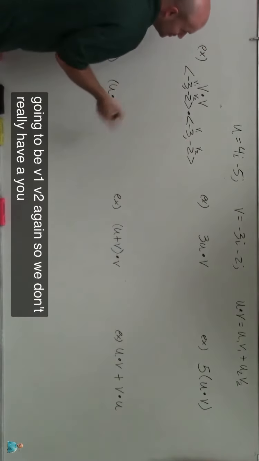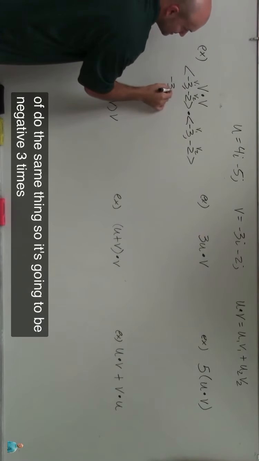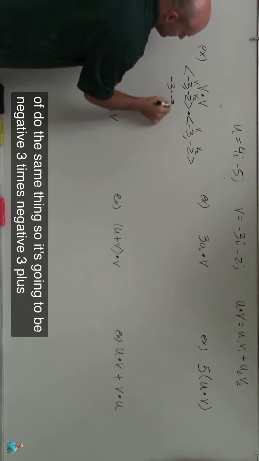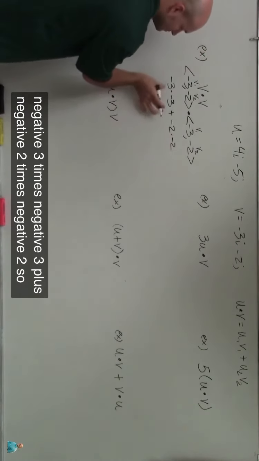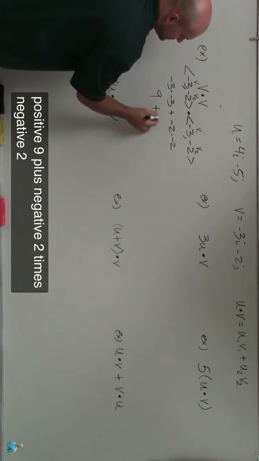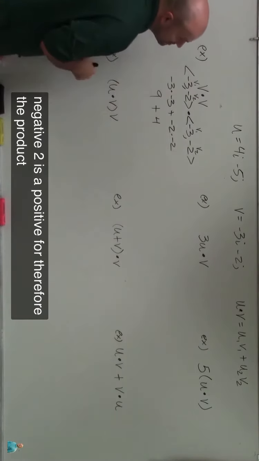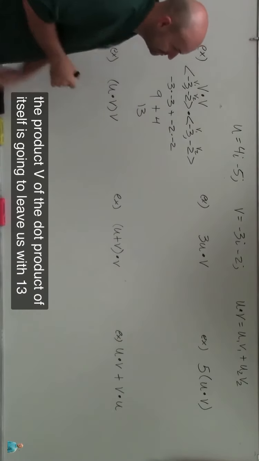So we don't really have a u, but we can still do the same thing. It's going to be negative 3 times negative 3 plus negative 2 times negative 2. Negative 3 times negative 3 is a positive 9, plus negative 2 times negative 2 is a positive 4. Therefore, the dot product of v with itself is going to leave us with 13.